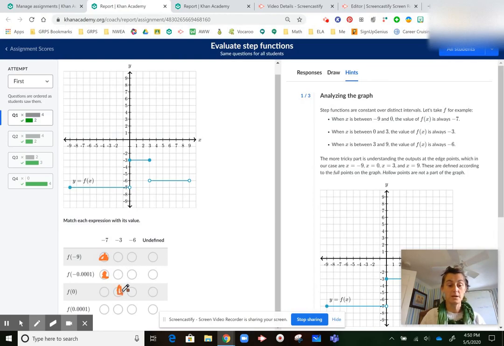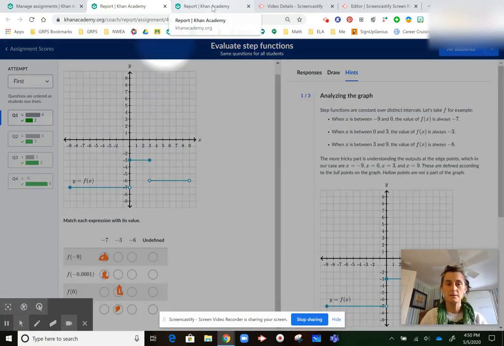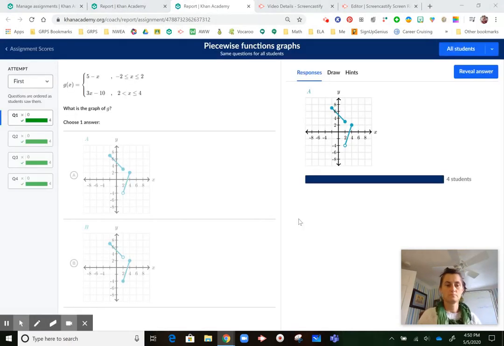Ta-da! The last one is f of 0.001. So it has to be 0 point. It's positive 0, believe it or not. So it's just slightly over 0. So I guess it still hits right here in this domain. So the answer is still right here. And we are done.